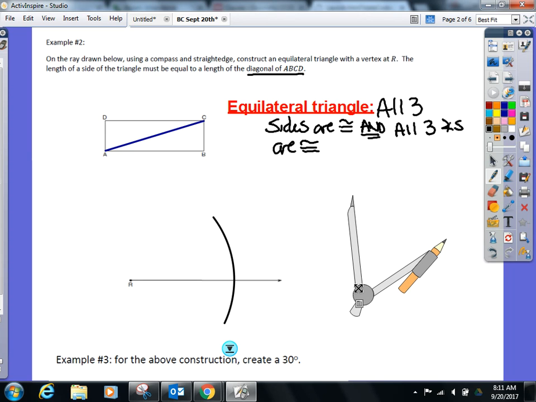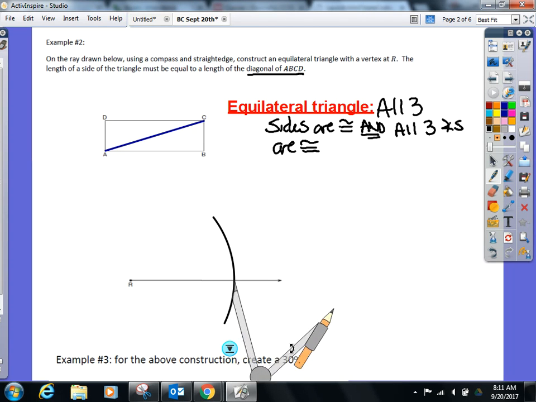What do you know about all three sides? They're all going to be the same. So do I need to go back up and copy that again? No, as long as you didn't play around with your compass, it should still be the same opening. So all I'm going to do now is, I just copied it from R. Now I'm going to put it on the point of intersection here and make it intersect this first arc.